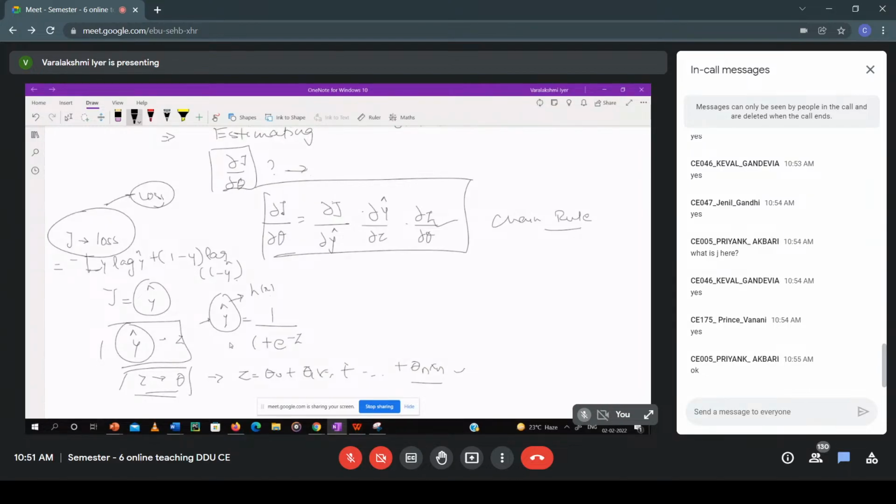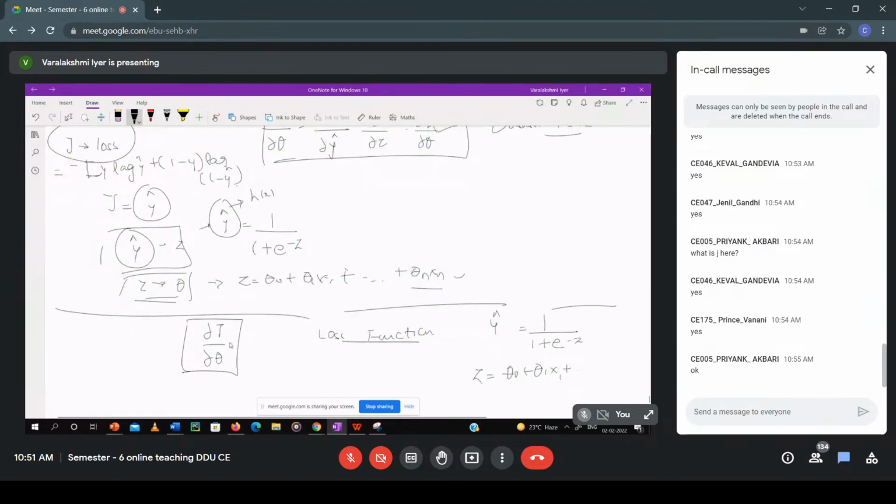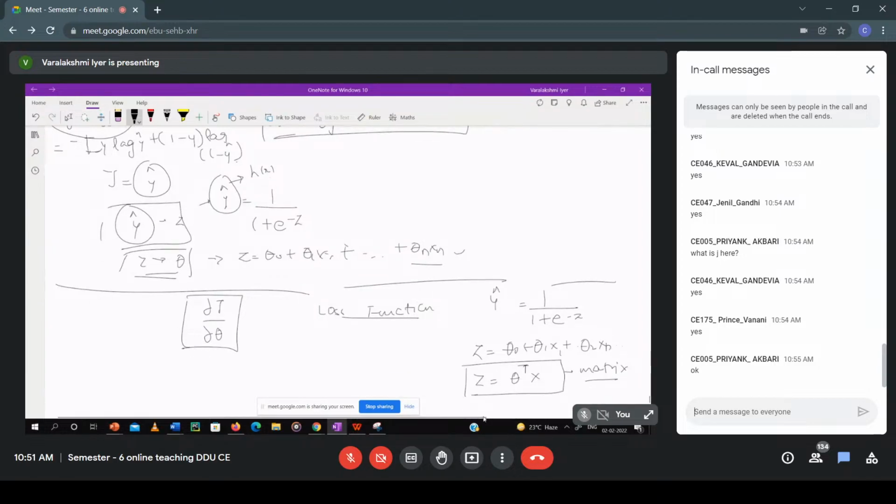Now I'm giving you 5 minutes to calculate the value of del j by del theta. You already know the loss function value. You have the y hat value, which is 1 upon 1 plus e raised to minus z. And you have the z value, which is theta 0 plus theta 1 x1 plus theta 2 x2 up to theta n xn, which can also be represented in matrix form as theta transpose x.